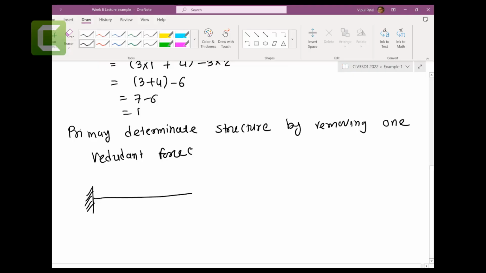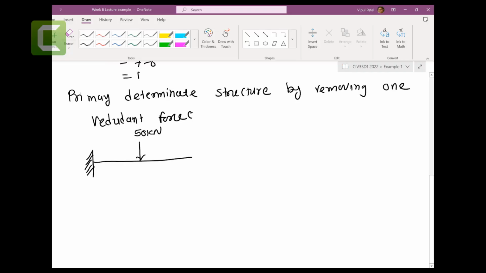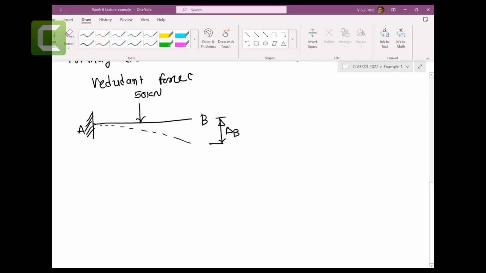You can have this structure, and your load is 50 kilonewtons here. When I remove this support, then this becomes your point. Let's say this is point B, and this is point A. So let's find this delta B.